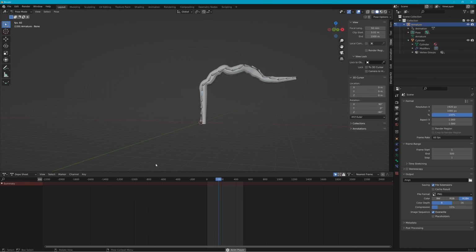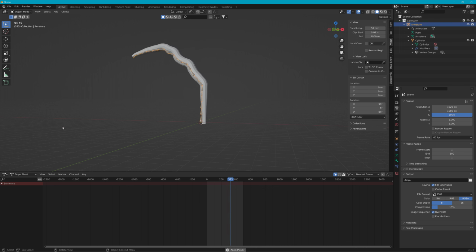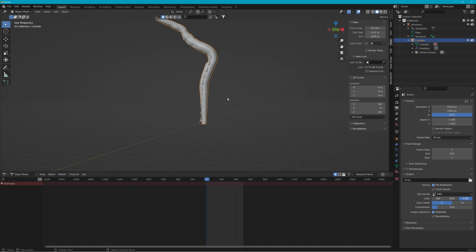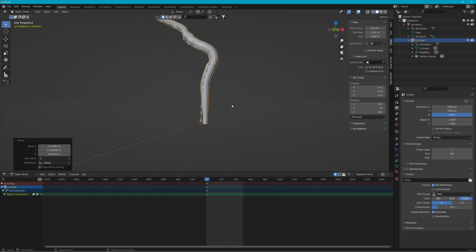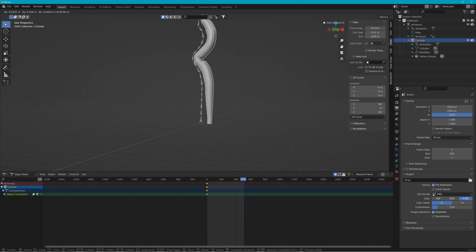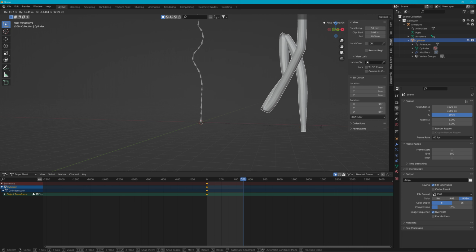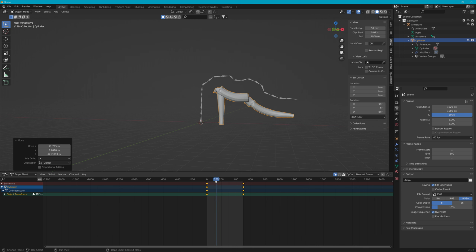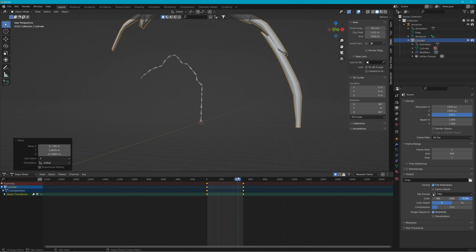so let's go back to here. Now at frame 0, I'm going to move the mesh, and the last frame 500, I'm going to move the mesh, which clearly deforms the object.